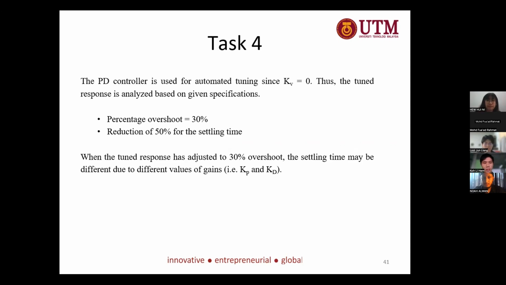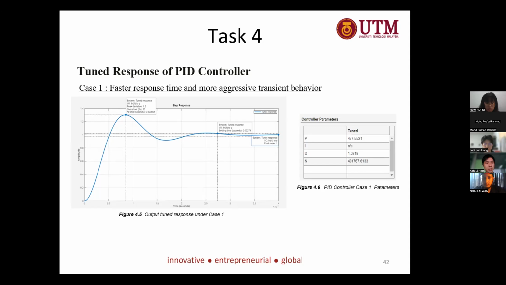Thank you, Winnie, for presenting the task 3 findings. Now I would like to present task 4, which is the tuning of the PID parameters. In this task 4, we are using the automated tuning method, where the PID tuner approach is used by selecting the tune in the PD controller block to obtain the correct tune response. The percentage overshoot is set as 30%, however, the settling time may be different due to the tuned gains KP and KD. So next, for case 1, the slider is moved slightly to the right, which is the fastest response time, and the slider for transient behavior is moved to the left, which represents the more aggressive transient behavior.